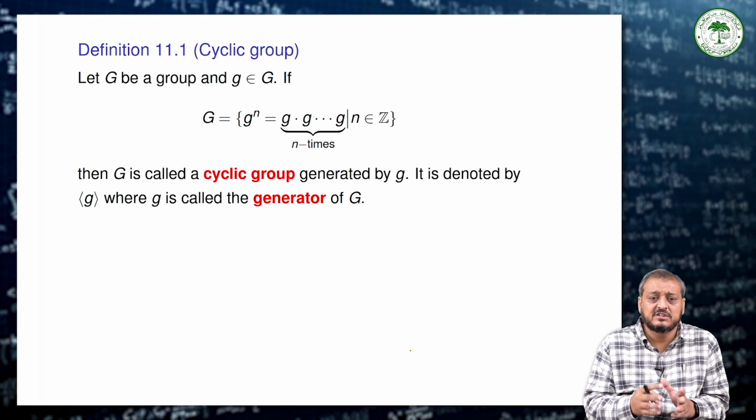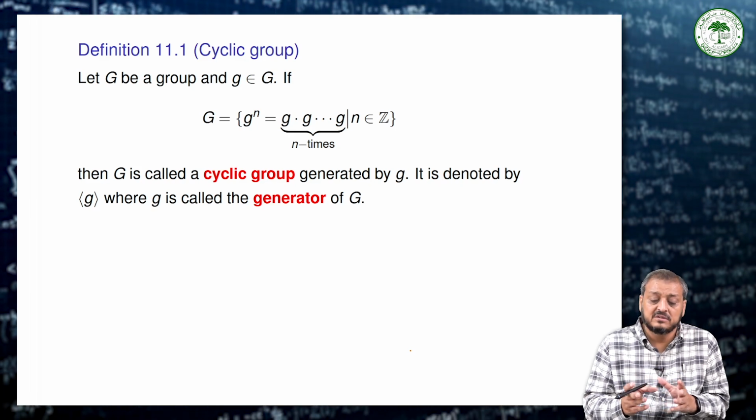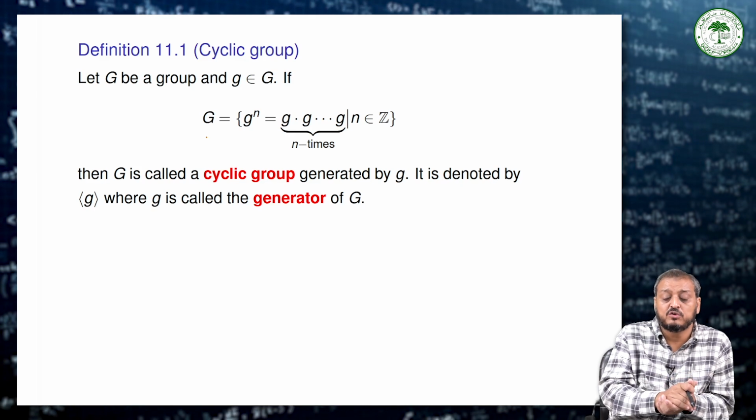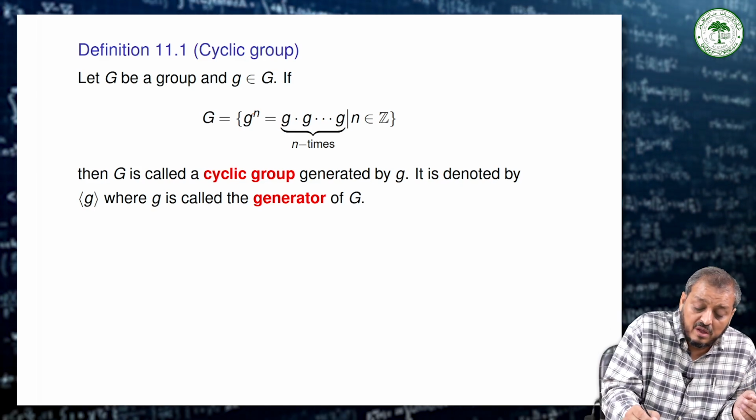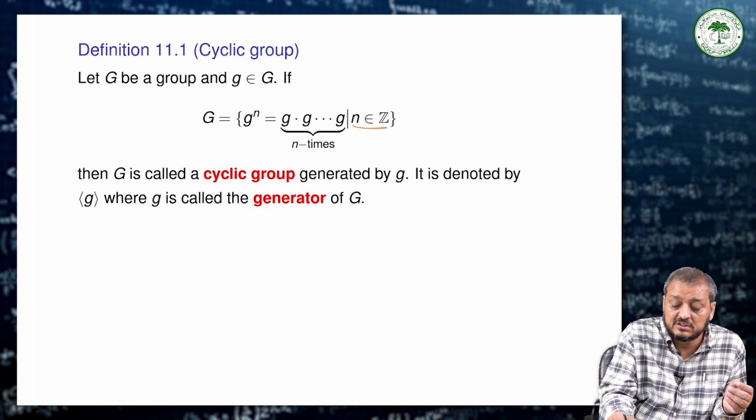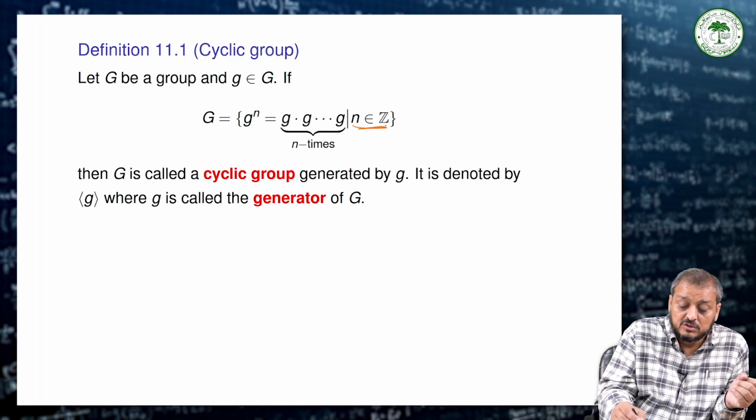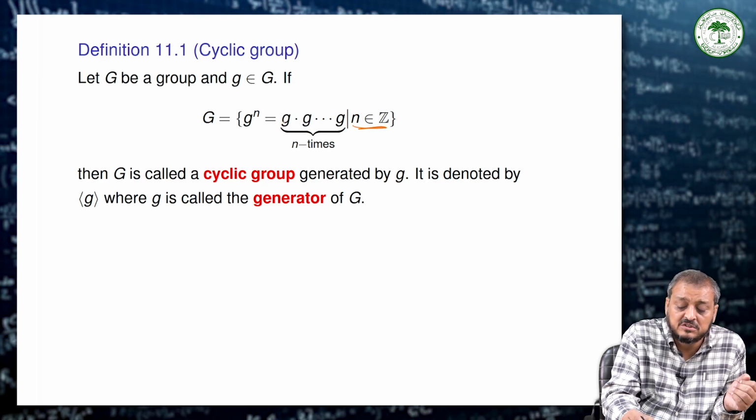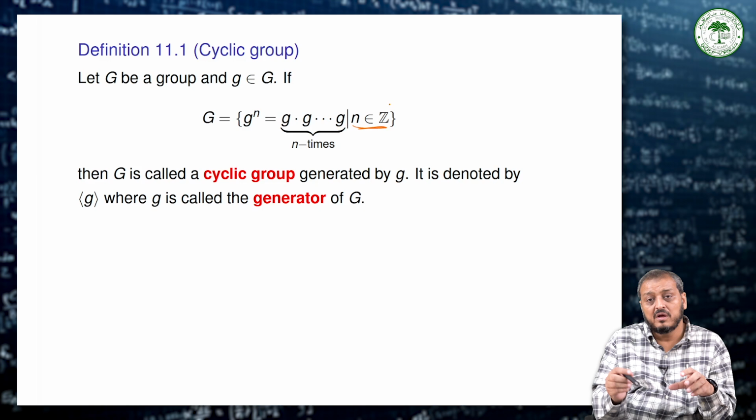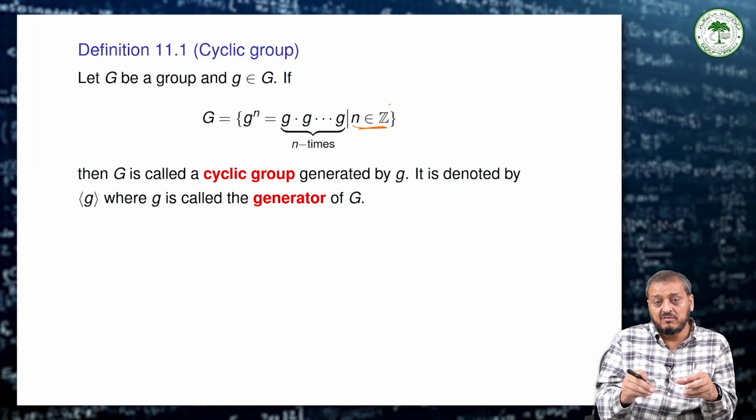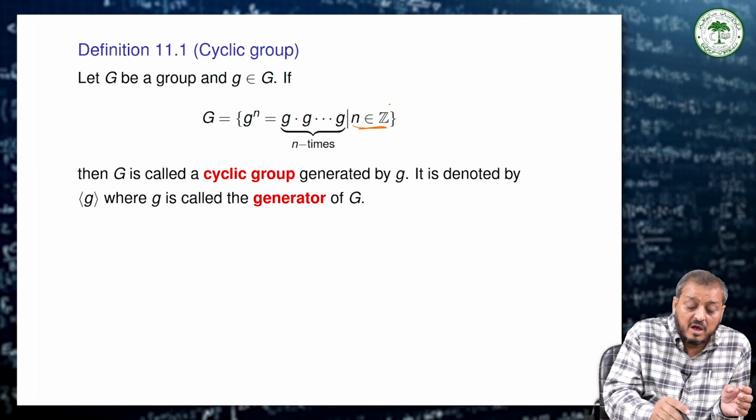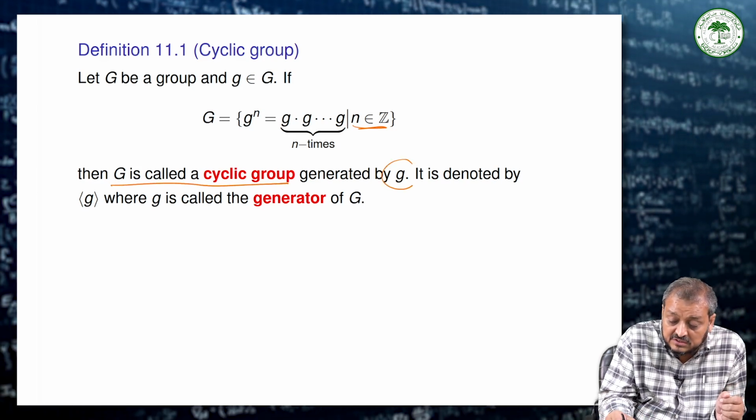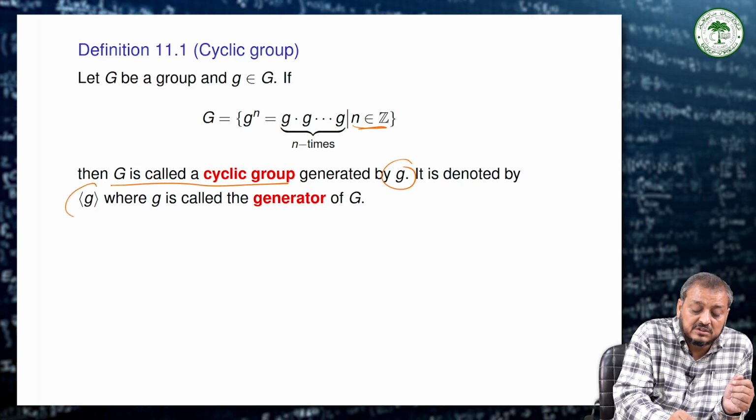Cyclic group: let G be a group and small g is an element of G. If G can be represented as g to the power n, meaning g taken n times under the binary operation, where n is some integer, so if G can be written in the form g to the power n, whatever binary operation we have, then G is called a cyclic group generated by this g, and it is denoted by this symbol.